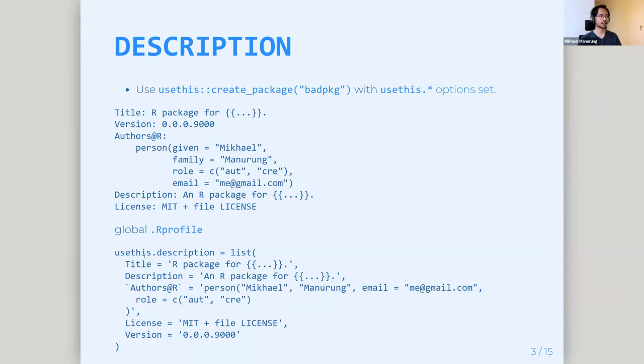So if you like to create a lot of packages, then it is possible to put this option in your global R profile so that you don't have to fill the description all the time, especially, well, for the authors, it will always be you. And you can also put which license that you prefer. And also interesting is that the initial version will always be in the fourth significant digit filled with 9000. And this indicates that the package is still in early development version.